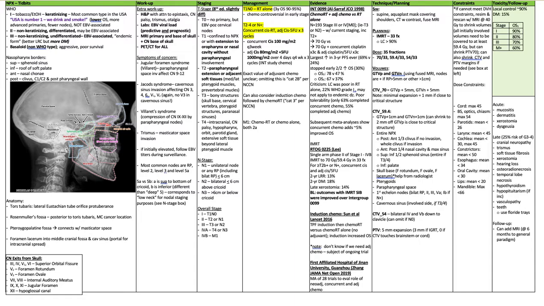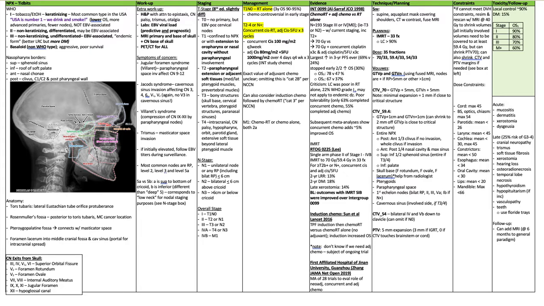fused MRI. Planning, IMRT is 33 fractions. Alone, local control is 90%. Dose, and 35 fractions should be 70, 59.4, or 54. Again, 33 fractions. Volumes, GTVP and GTVN using the fused MRI. Nodes are positive if retropharyngeal is greater than 5 millimeters or others greater than 1 centimeter.